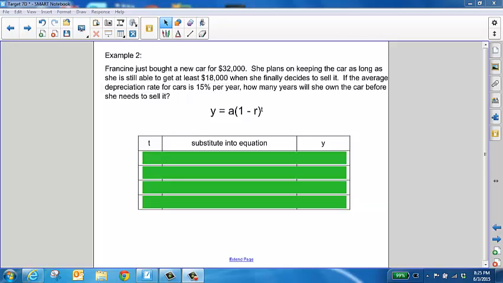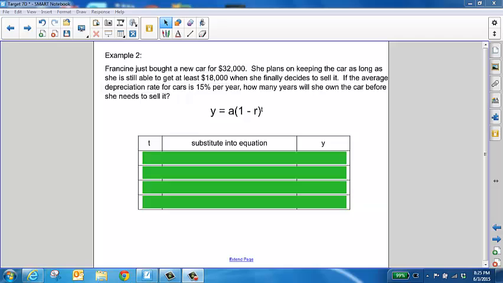Let's take a look at example 2. Francine just bought a new car for $32,000. She plans on keeping the car as long as she is still able to get at least $18,000 when she finally decides to sell it. If the average depreciation rate for cars is 15% per year, how many years will she own the car before she needs to sell it?